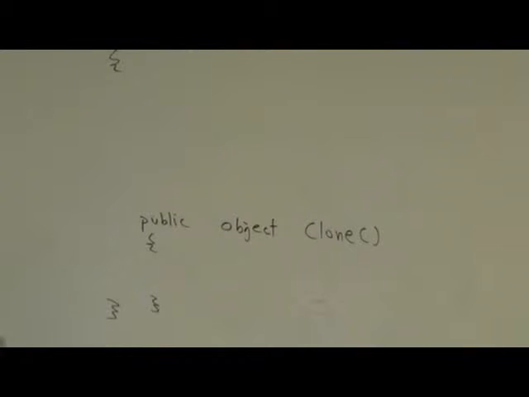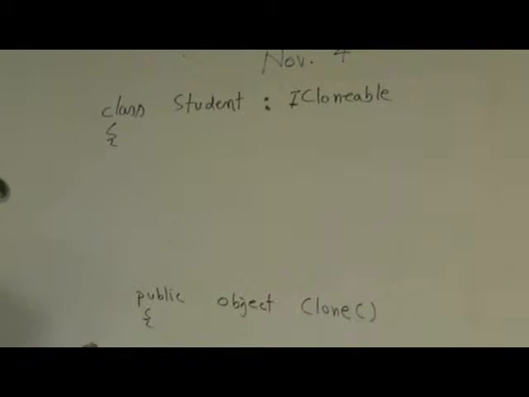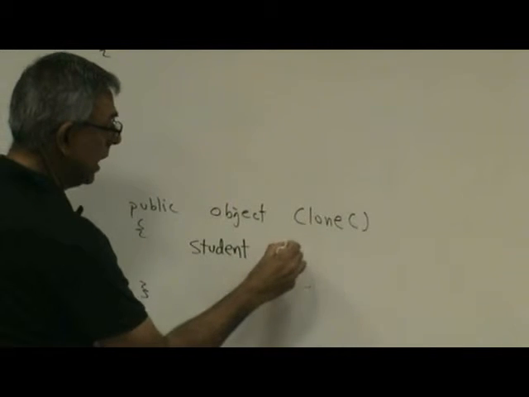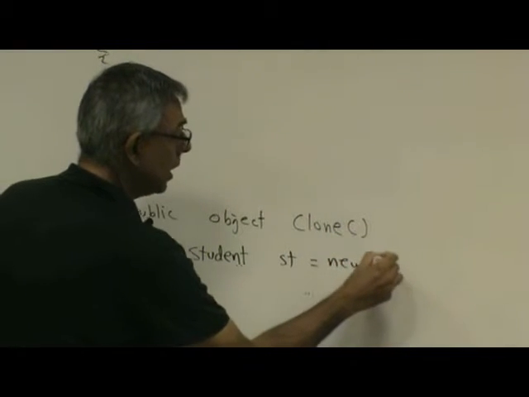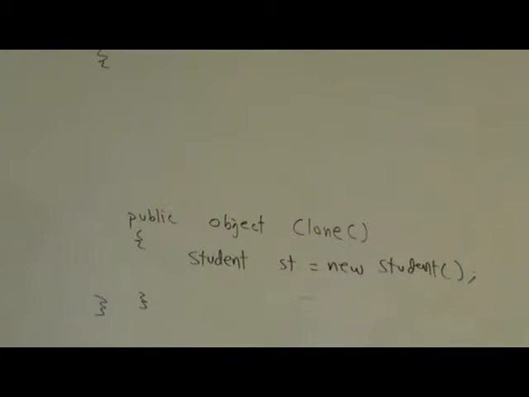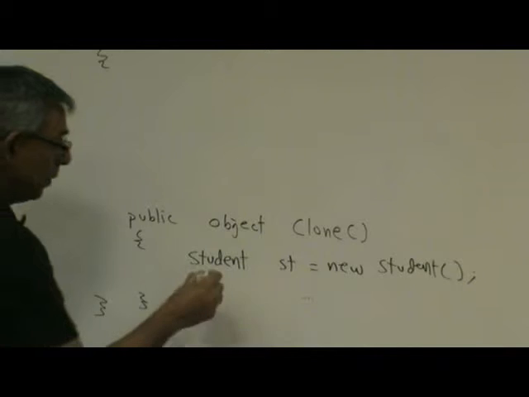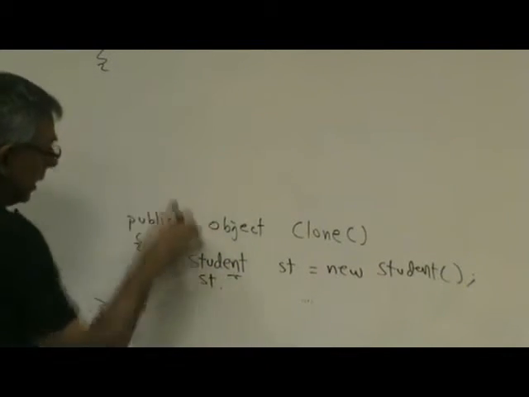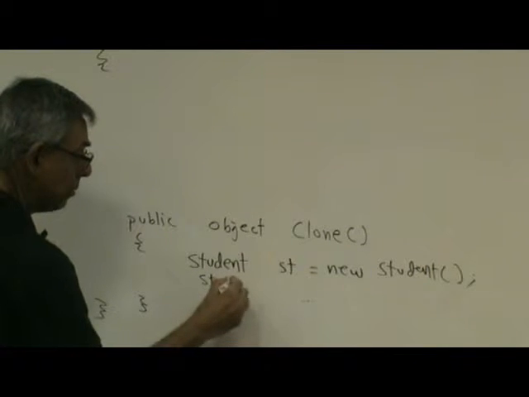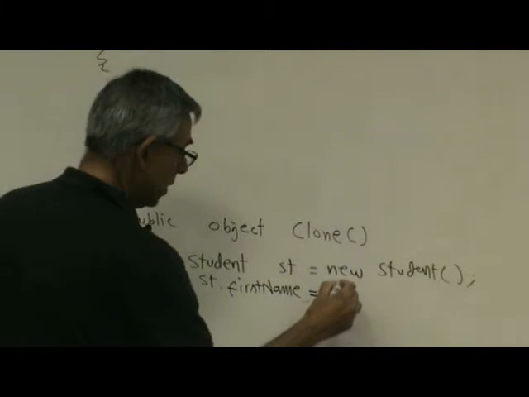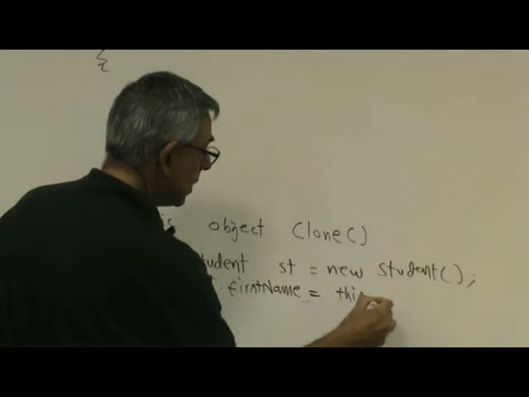So the typical code, if you have, let's say, a class like student, will look something like this. You will create a new student, so you will say st equal to new student. So this will give us completely new memory for the new student, right? Okay, then we will say st dot, since we are already inside the student class, we can access the private field directly. First name equal to this dot first name.